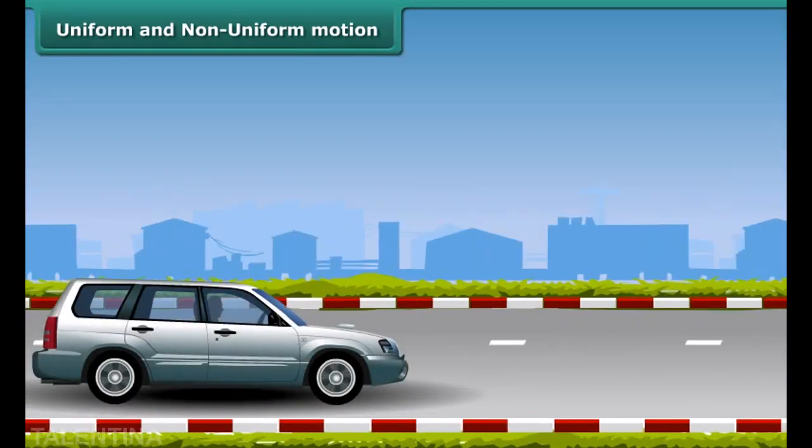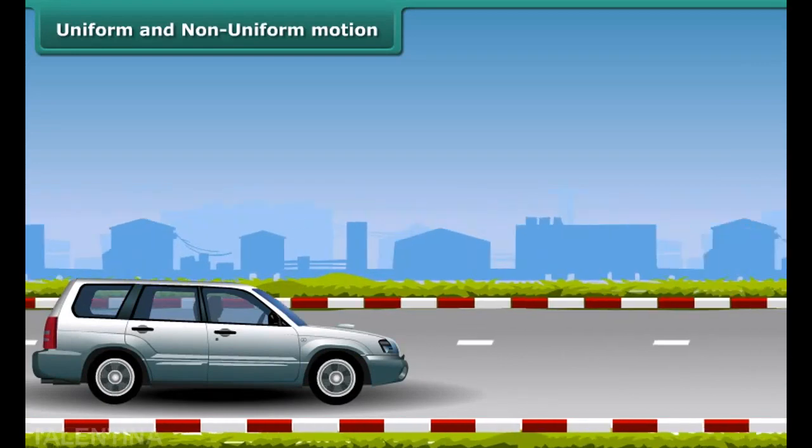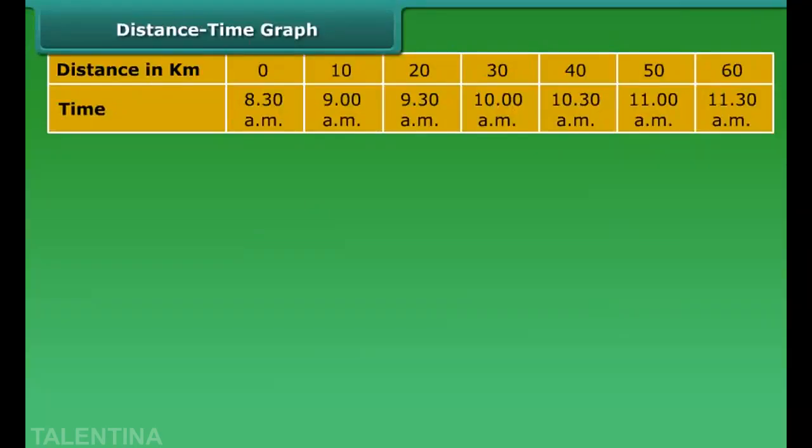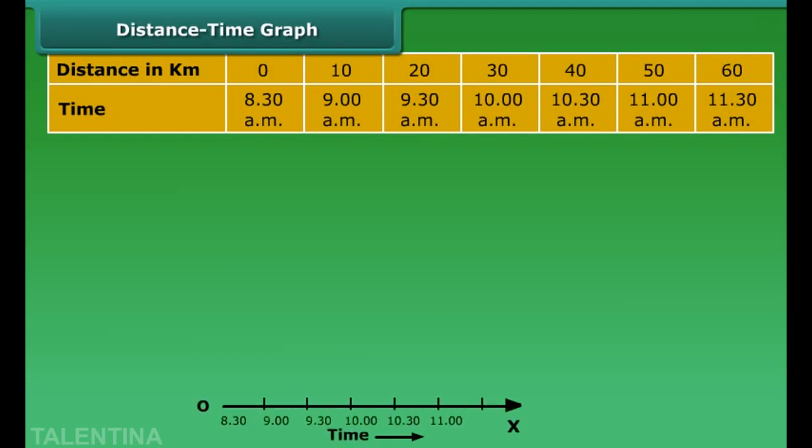A car, for example, may maintain the same speed when it covers a short distance. Motion of objects can be presented in pictorial form with the help of a distance-time graph. For this purpose, first draw a horizontal line to represent the x-axis and a vertical line to represent the y-axis and mark them as OX and OY.